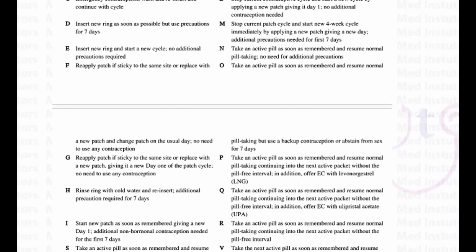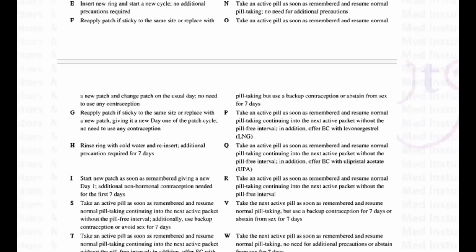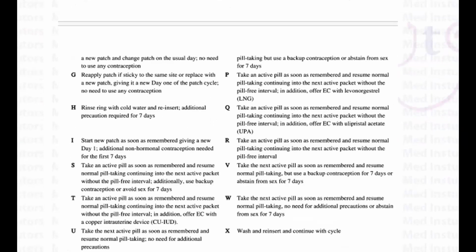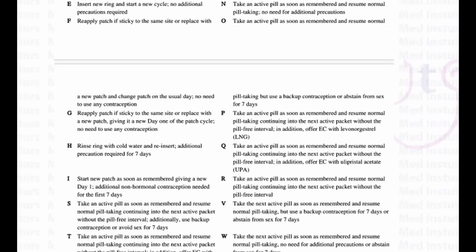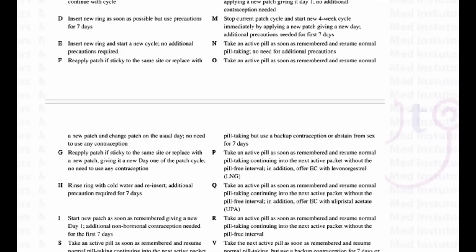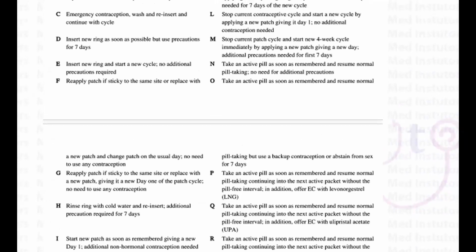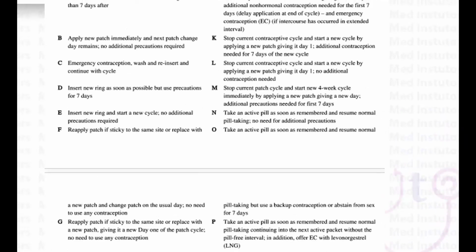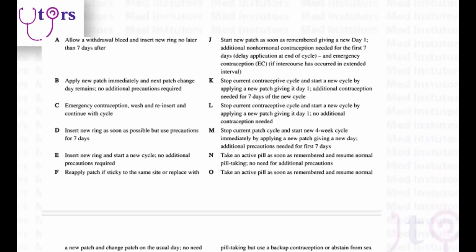Okay, so I'm going to ask you all one thing here. Let's look at the options first, which have patch. Take an active pill, take an active pill. This is not there. Start new patch as soon as remembered, giving a new day one. No, we're not doing this. Reapply patch if sticky to the same side or replace with a new patch, giving it a new day one of the patch cycle. No need for any contraception. Okay, let's look at other ones. Do we have any patch? Apply new patch immediately and next patch change day remains. No additional precaution required.